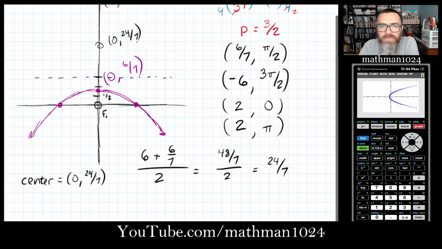And from here, you can find all the other information. You can find your A, you can find your C. So my A value is going to be from here to here. So 24 to 6 is going to make that 18 over 7. And we already know that 24 over 7 is going to be our C value. So we can plug this in and come up with the B value and get a more accurate graph. But I think what we have here is going to be okay.